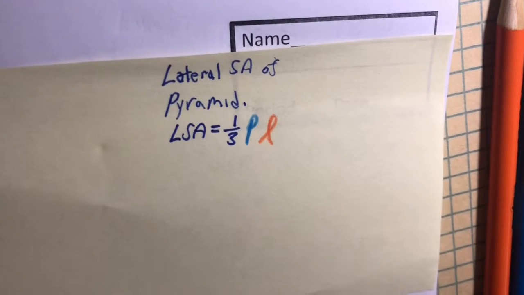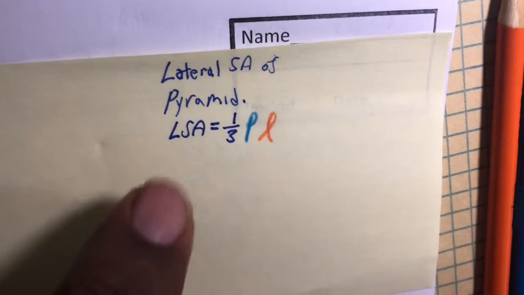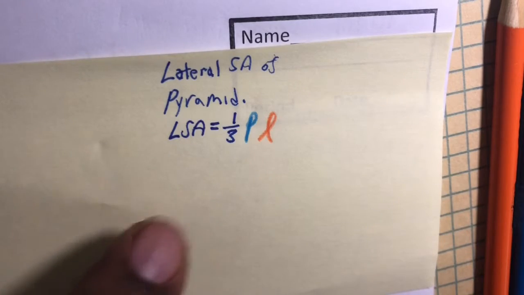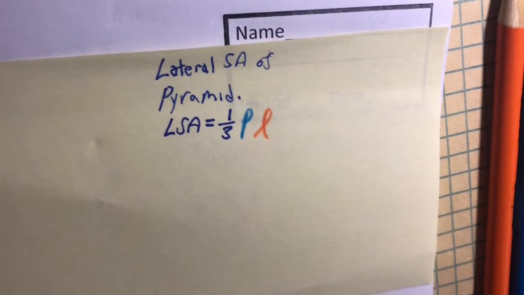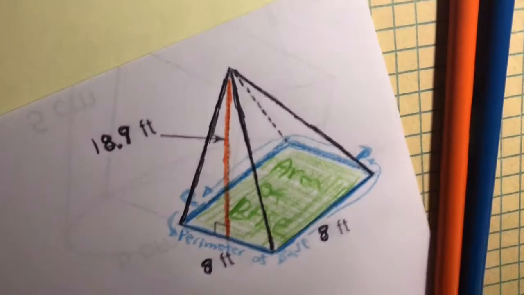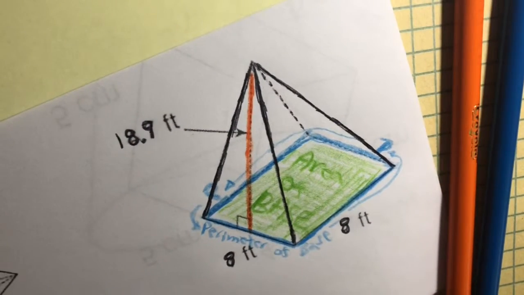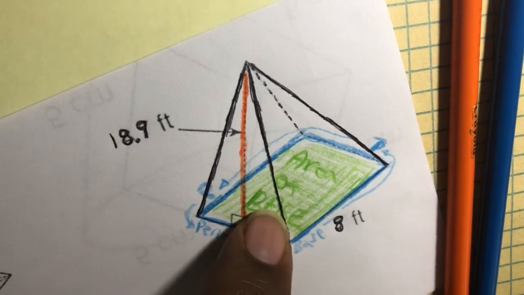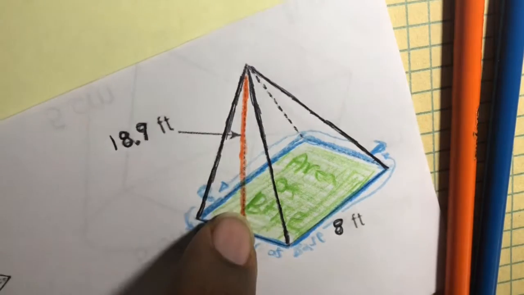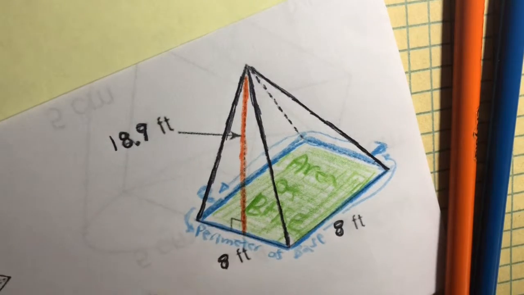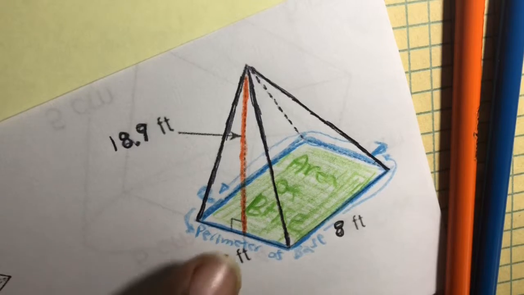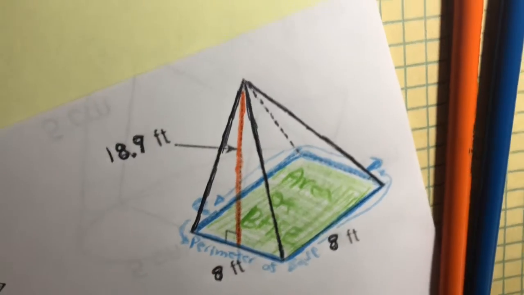All right. Okay, I'm going to show you how to find the lateral surface area of a pyramid. The formula for that is 1/3 perimeter of the base times the slant height. If you look on the picture, I have labeled the area of the base, the perimeter of the base, and the slant height, so you can see. Hopefully you do this enough times and you'll be able to do it in your head without having to write it on paper. You don't necessarily have to use colors, but it does help.